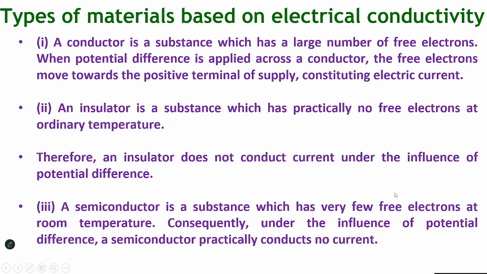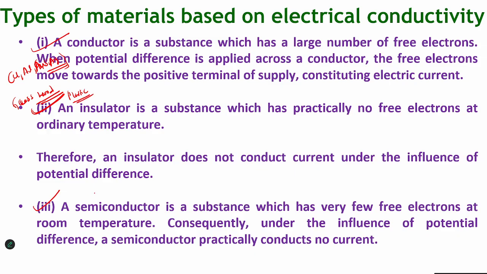And the types of materials, as I told: conductors, insulators, and semiconductors. Conductors have more free electrons, like copper, aluminum, gold, silver. These are all metals. Insulators don't have free electrons at ordinary temperature. Tell me some examples of insulators: glass, wood, plastic. These are insulators.